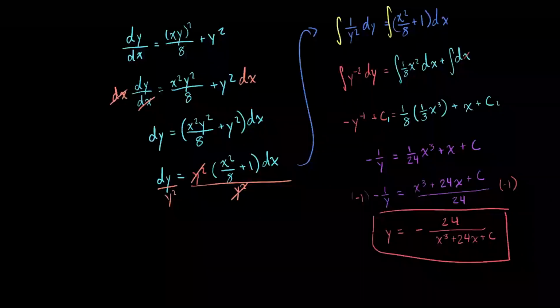And just one more example to hammer in the point. More simpler example than the last one. Let's say we have dy over dx is equal to negative sine of x plus 5 all over y.